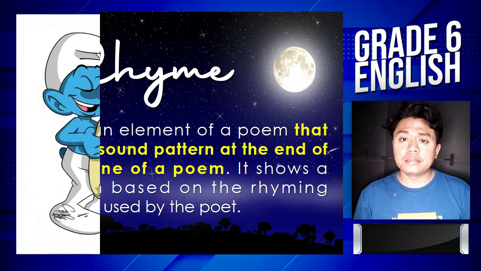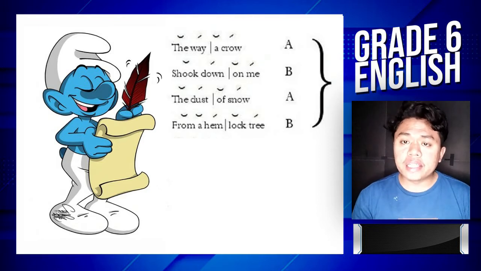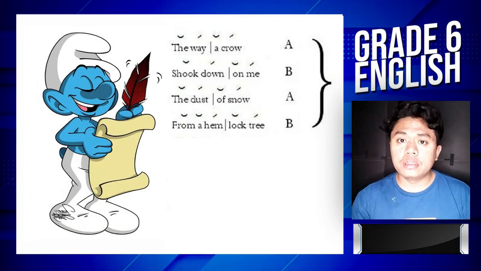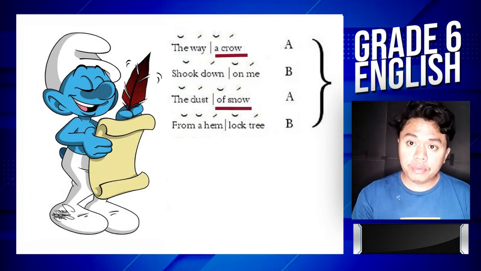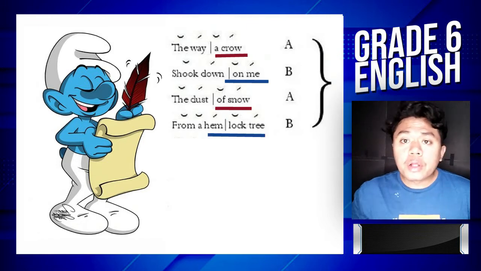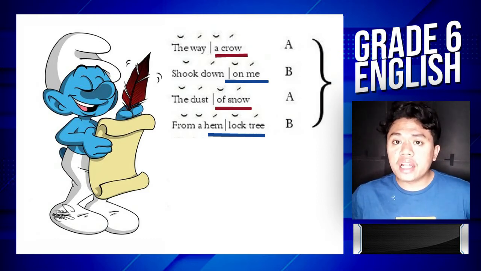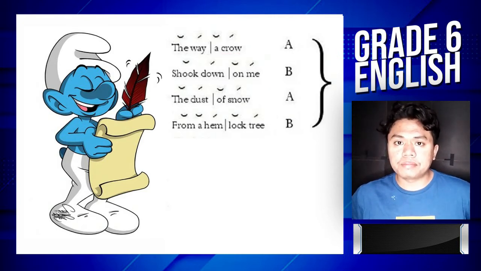It shows a rhythm based on the rhyming scheme used by the poet or the author. An example is this: the way a crow shook down on me the dust of snow from hemlock tree. Here is an example of a rhyme scheme. Notice how each line follows a pattern of rhyme at each end. The crow rhymes with snow. On me rhymes with hemlock tree. The rhythm follows an ABAB kind of rhyme, meaning the poet rhymes each end of the line alternately.